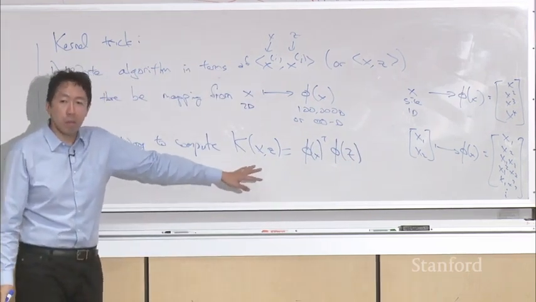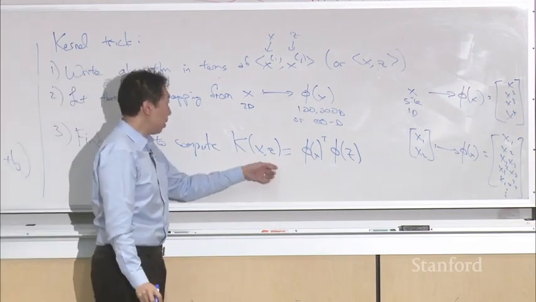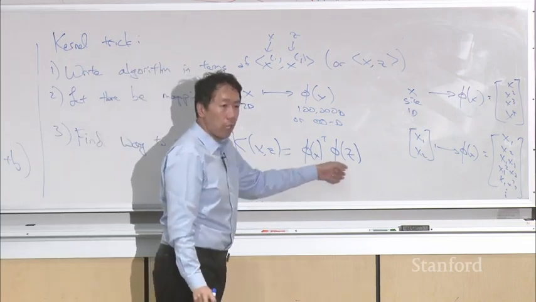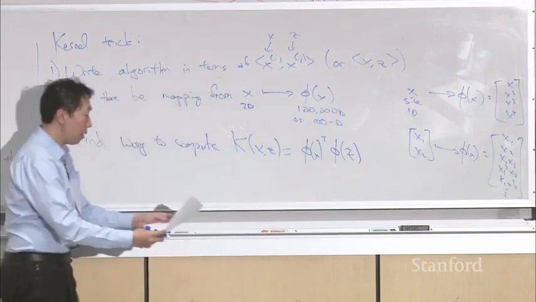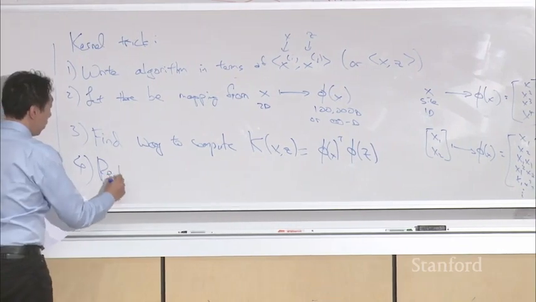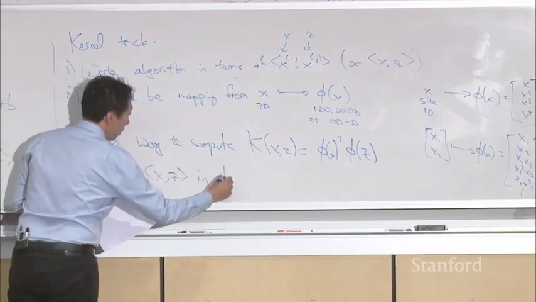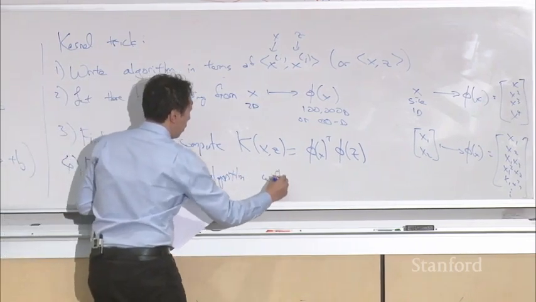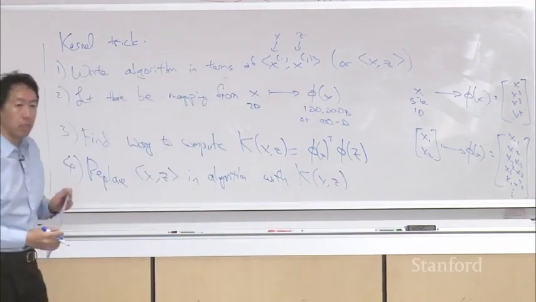And what we're going to do is we'll see that there are clever tricks so that you can compute the inner product between x and z even when phi of x and phi of z are incredibly high dimensional. Right? We'll see an example of this very, very soon. And then step 4 is replace x, z in the algorithm with k of x, z, okay?